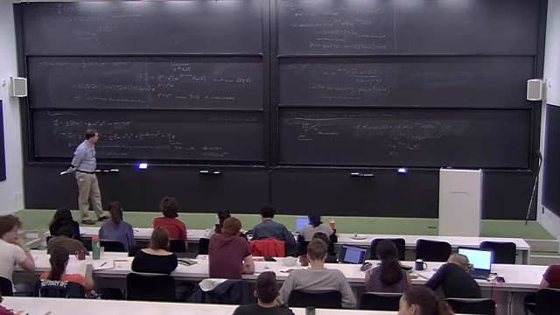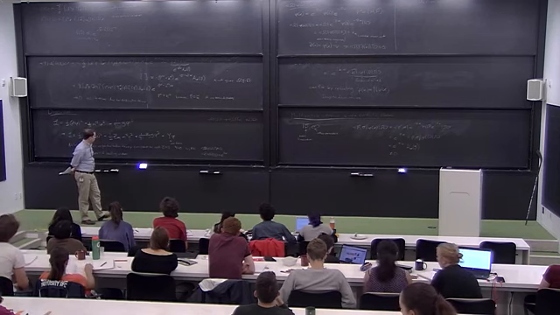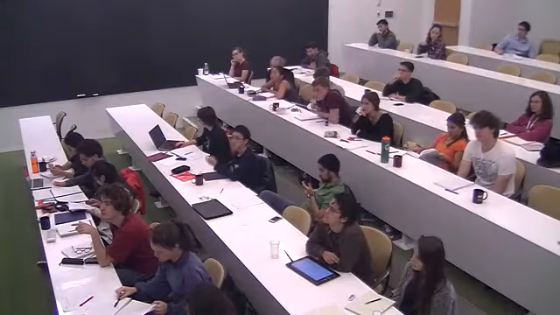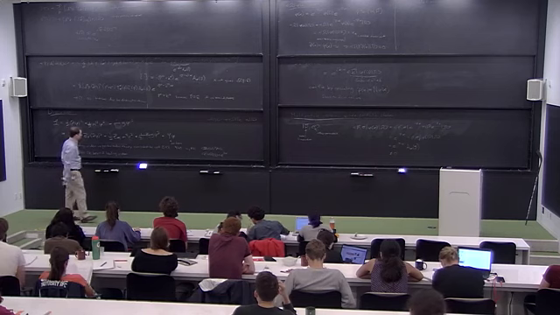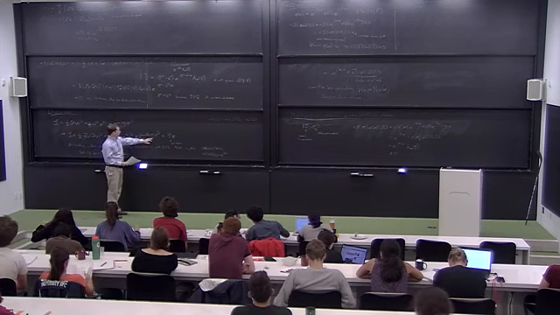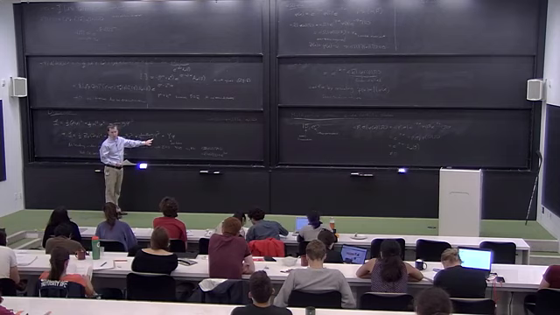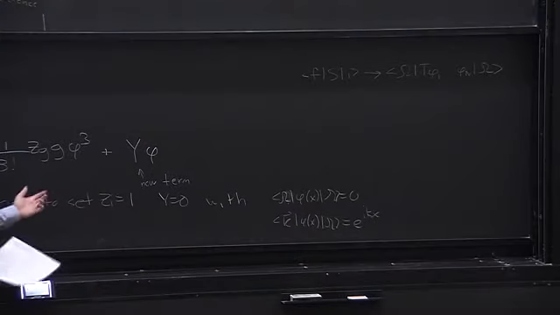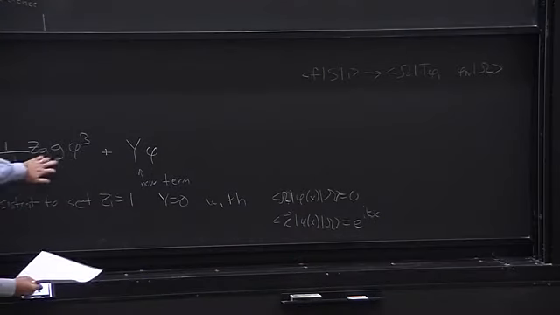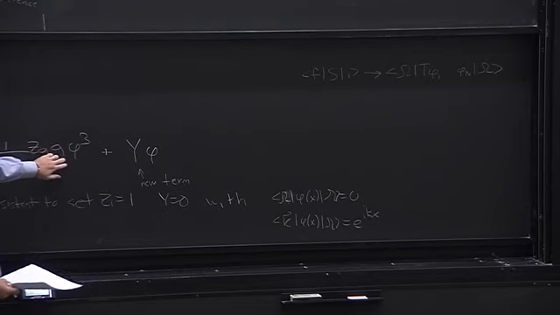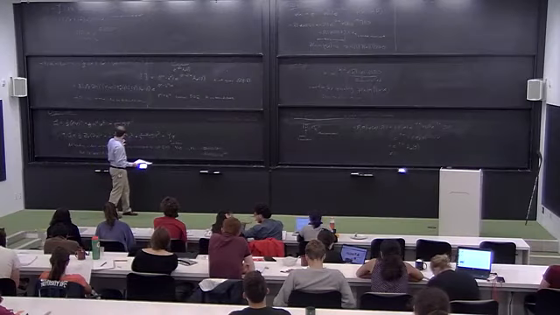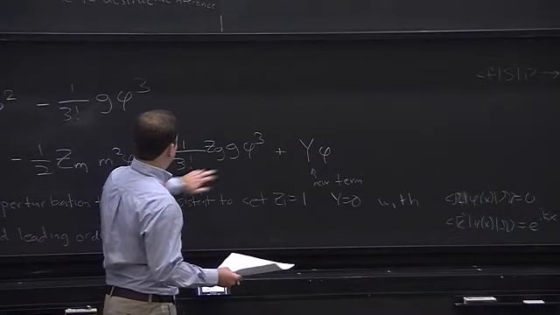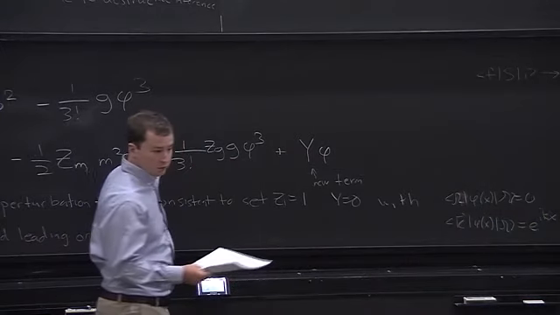So are you expanding in g over m, or what's the expansion parameter? Our expansion parameter, yes, will typically be g or g over m or g over some energy scale. But in this theory, g is dimensionful. We'll often look at theories where g is dimensionless. In that case, it would just be that parameter. But in this case, we'd need a dimensionless parameter, which I guess could be g over m.